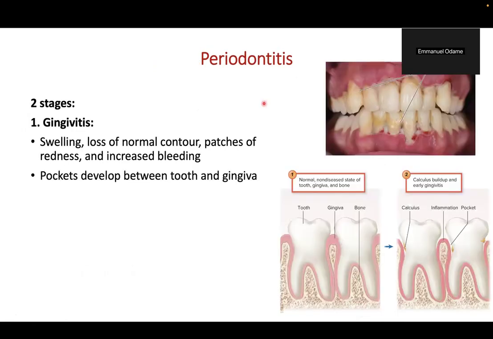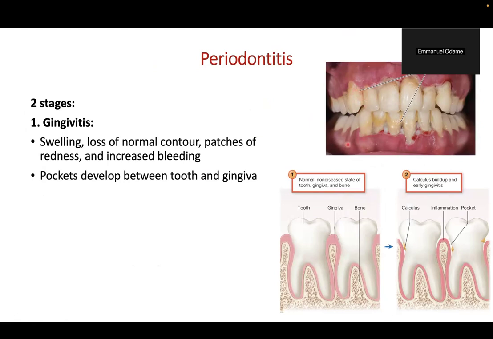Second on our list is periodontitis. There are basically two stages. The first one is gingivitis, which is basically the swelling or loss of contour and some patchiness of redness, which will lead to increased bleeding. So basically, you have biofilms forming on your teeth, and if left untreated, this will lead to the second stage.